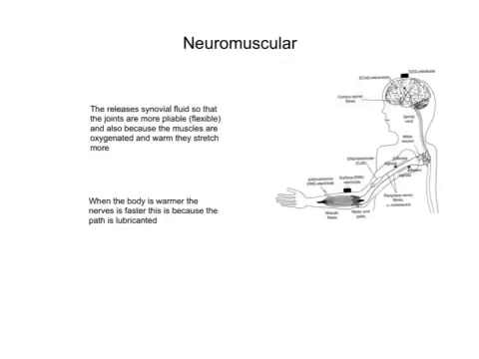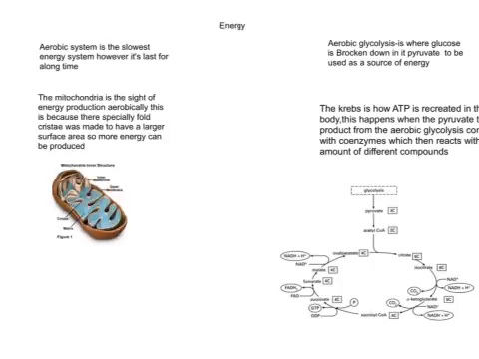Steady state affects the joints by releasing more synovial fluid into the joints to make it move more freely. While exercising, the body gets warmer, and when this happens, the nerves move faster. This is because the path which they travel has been lubricated. This improves your reflexes.